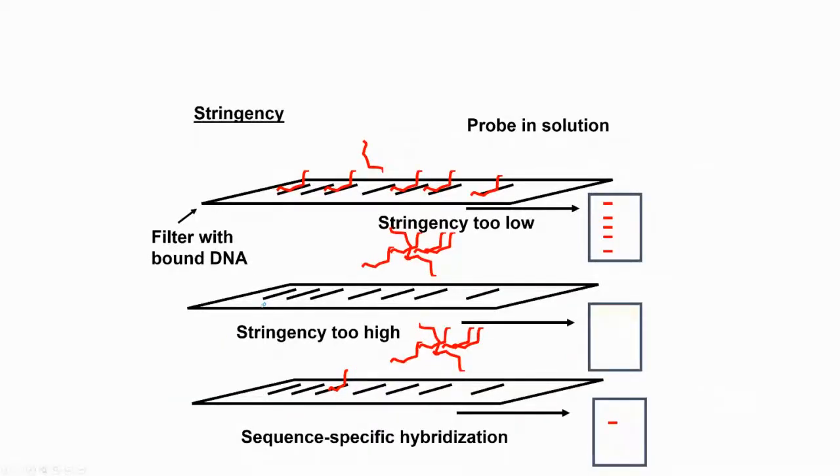And then, as I just explained earlier, the stringency. If the temperature is too low, then it's low stringency, and it could give you non-specific binding. If it's too high, then you could have no result because there's high stringency. So you need to have the optimum temperature to give you the correct result.